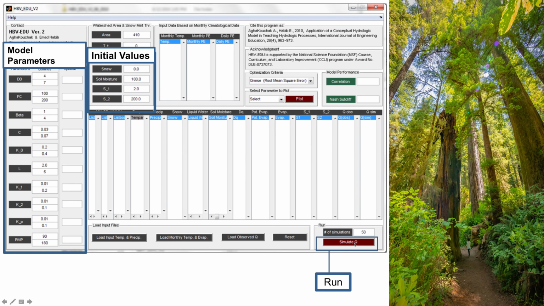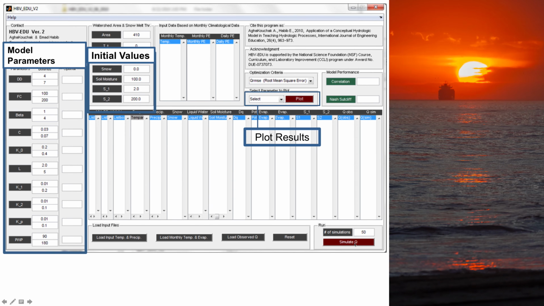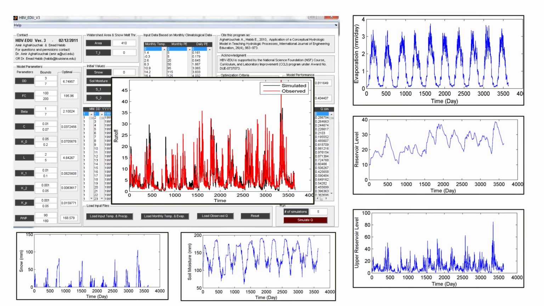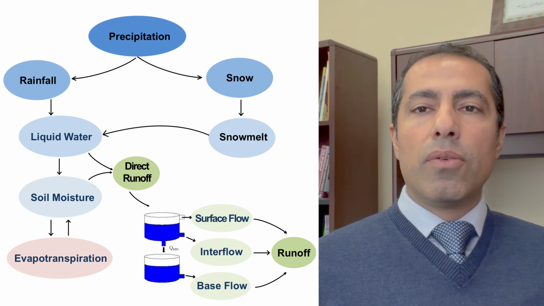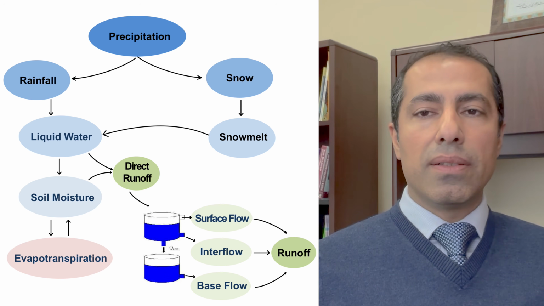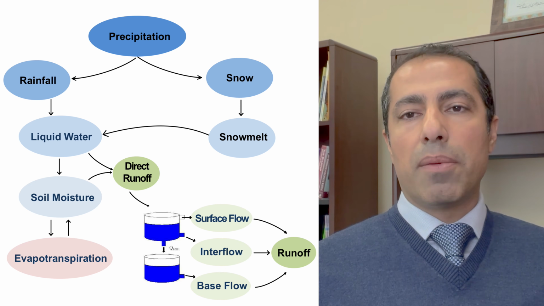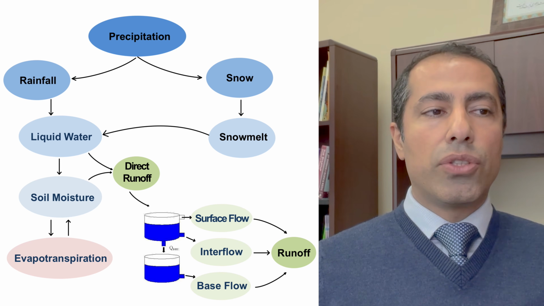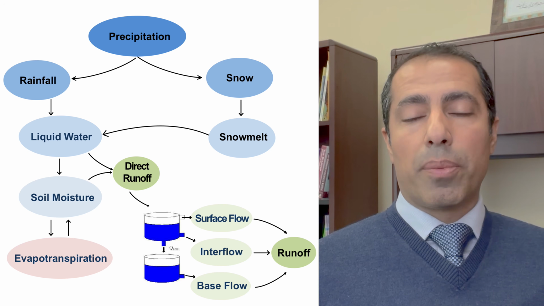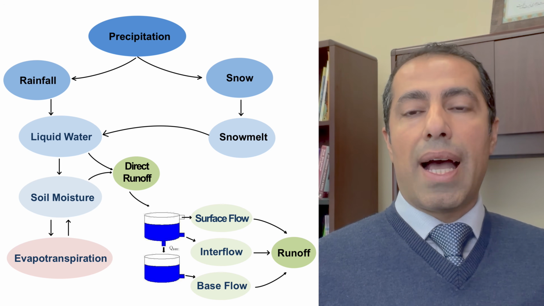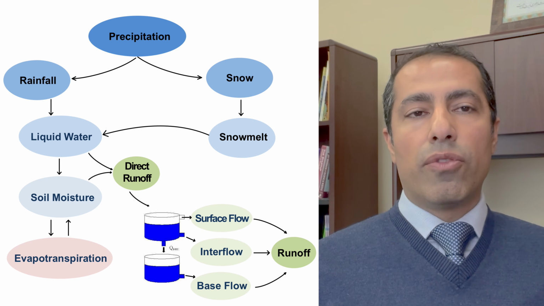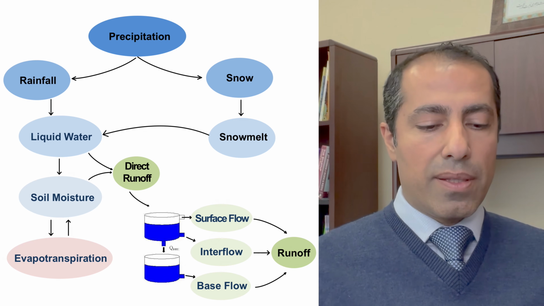Click on simulate, then you will get your results here, and you can use the plot function to plot your outputs, including all state variables and also river discharge. We completed our model, and we also used a simple optimization technique to adjust our parameters. Here we used our entire data for optimization and parameter estimation.